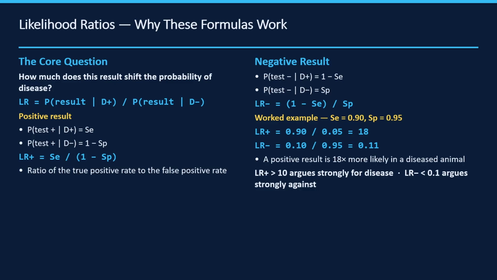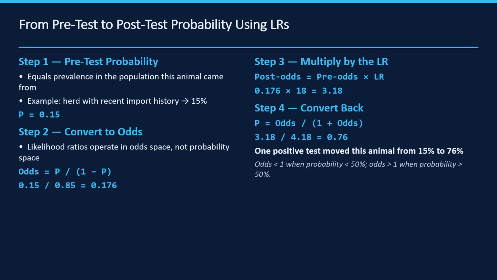With a sensitivity of 0.9 and a specificity of 0.95, positive likelihood ratio is 18. A positive result is 18 times more likely in a diseased animal. Rules of thumb. Positive likelihood ratio above 10 is a strong argument for disease. A negative likelihood ratio below 0.1 is a strong argument against. Now let's actually use a likelihood ratio, because this is how you'd reason at the chute side.